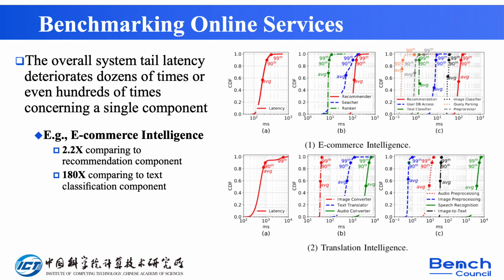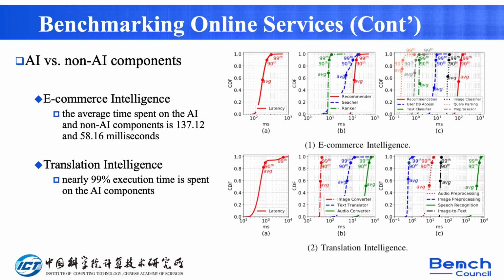Our experiments show the overall system tail latency deteriorates dozens or even hundreds of times compared with a single component. The gap is 2.2 times and 180 times over text classification and recommendation respectively. When we evaluate a new AI model or accelerator using text classification, suppose it significantly reduces the component tail latency. However, it still contributes little to the overall system tail latency.